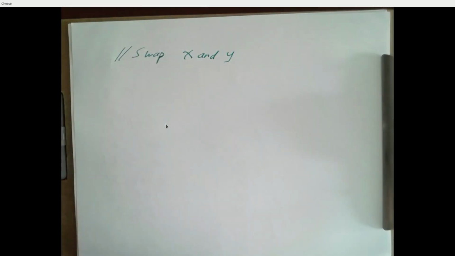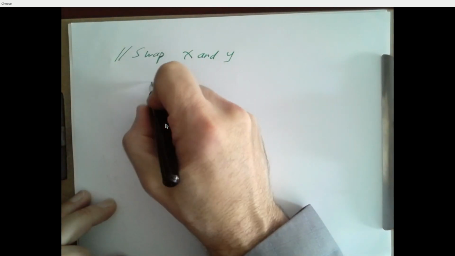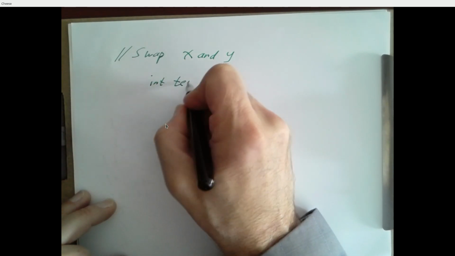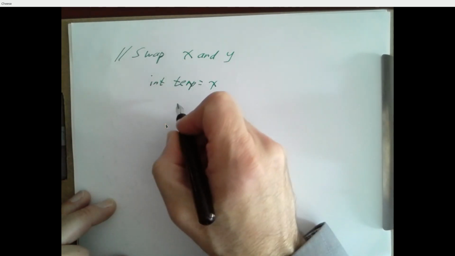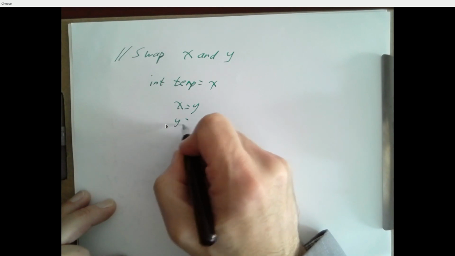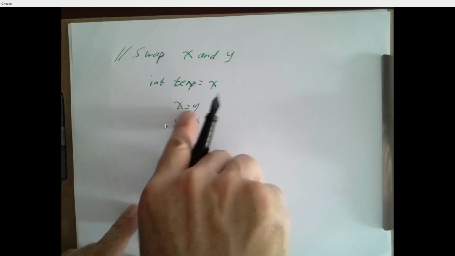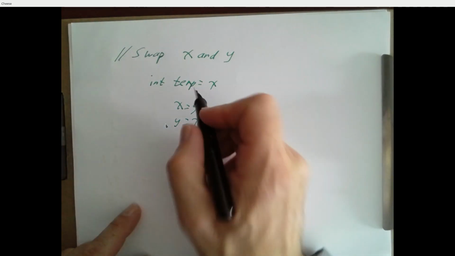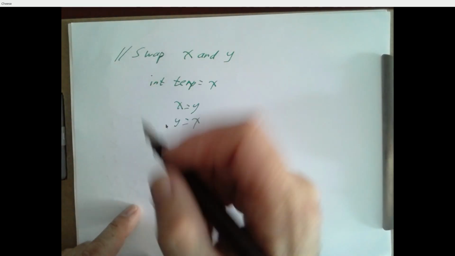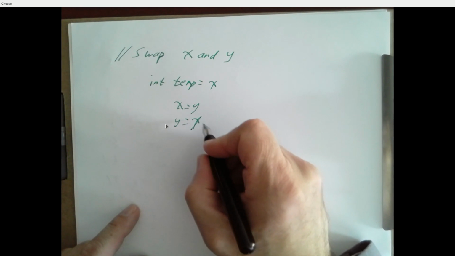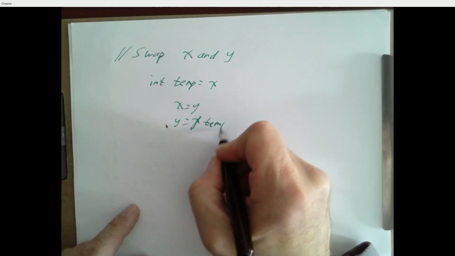So x and y are integers and we want to swap them with each other. What's the code for that usually look like? temp equals x, x equals y, and y equals temp. Right, we'd like to just say x equals y, y equals x, but that doesn't work because x is already equal to y. So instead, save x before you change it, and then set y equal to that saved value.